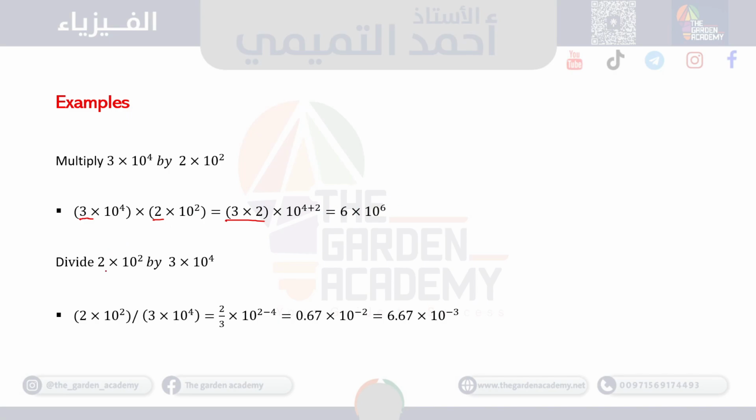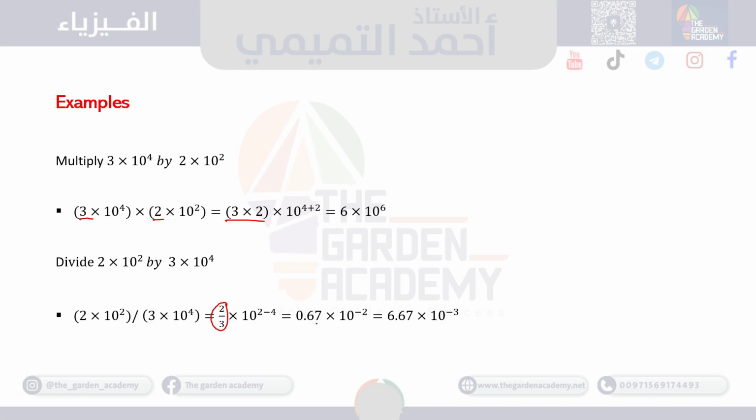And finally, divide 2 times 10 to the power 2 by 3 times 10 to the power 4. First we divide the coefficients by each other. Then we multiply by 10 to the power of this exponent minus this exponent, which is 2 minus 4. So we write down 10 to the power 2 minus 4. First, 2 divided by 3 is equal to 0.67 times. Now we have 10 to the power 2 minus 4, which is negative 2.